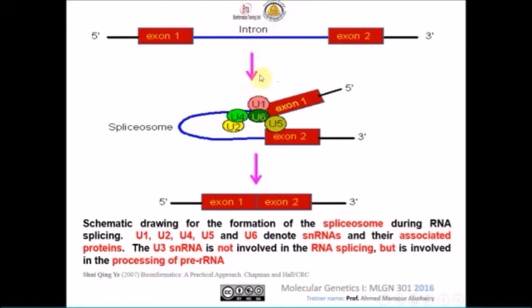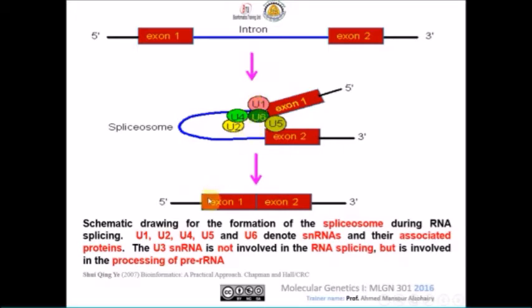So simply these units of protein, U1, U4, U2, U6, U5, are gathered in the beginning. These are the building blocks of the spliceosome during RNA splicing. So you find that U1, U2, U4, U5, and U6 denote the small nuclear RNAs and their associated proteins. The U3, as you see, you cannot find any U3. So you can see that these are the proteins without U3.